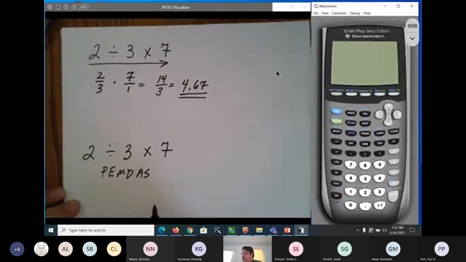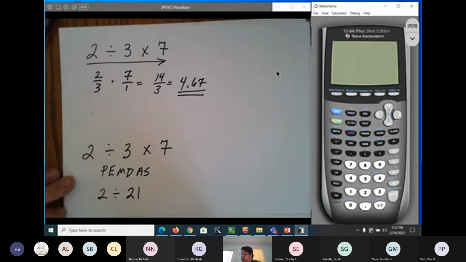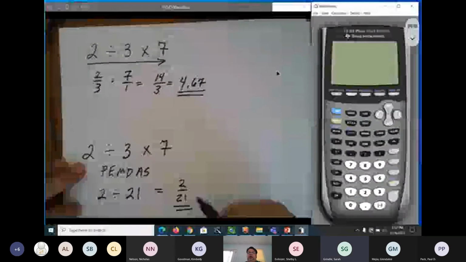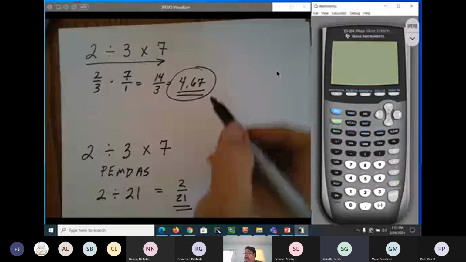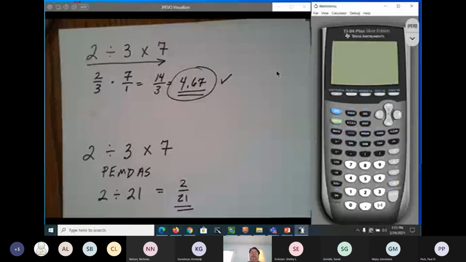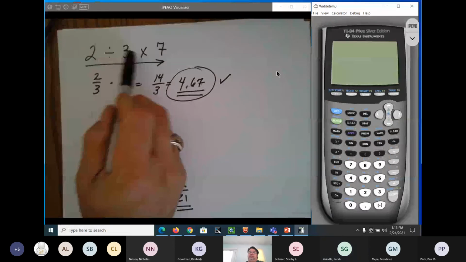All right, what's 3 times 7? 21, Hubert. That's right, class. And your answer is 2/21. So somebody tell me, are these two equal? No. So which one's the correct answer? So 2/21. Nope. The correct answer is 4.67. Brother and sister, you go left to right.